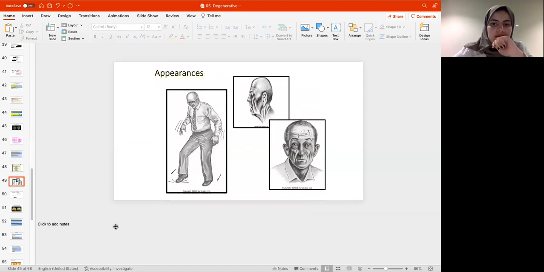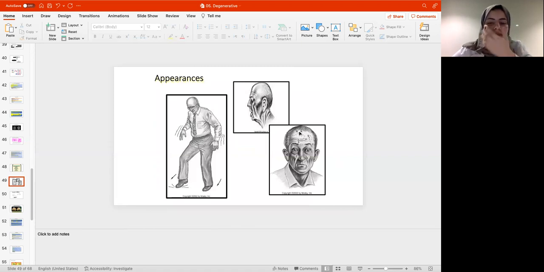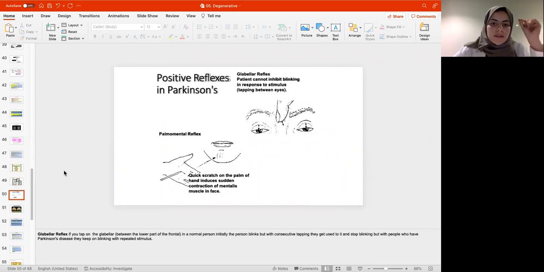This is the picture he added, just so you can see how they have the aphasic face, the shuffling gait, the pill rolling tremor, okay? These are signs that you can do with physical examination.